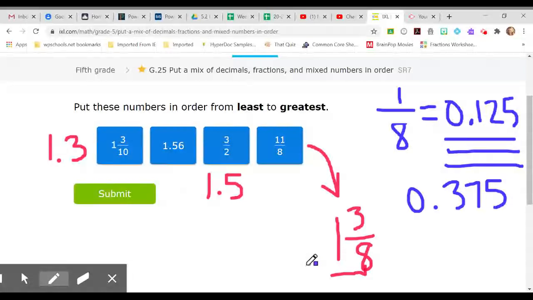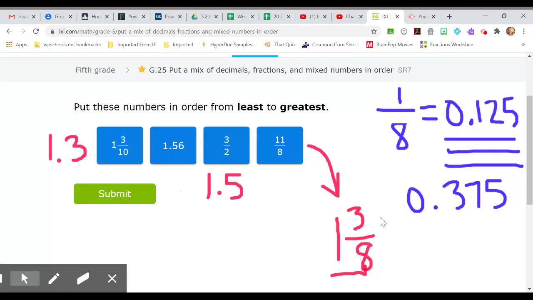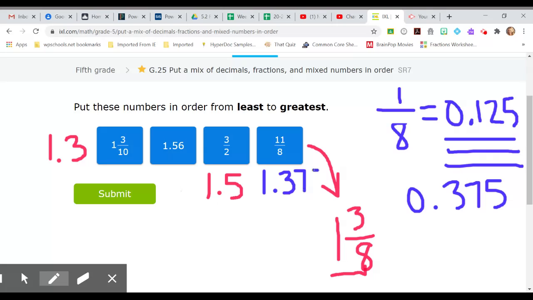So what we've done is we have taken 11/8, that simple improper fraction, we've turned it into a mixed number, and now we have looked at it as if it were 1 and 375 thousandths. So now everything is in decimal form. Okay, everything is in decimal form.